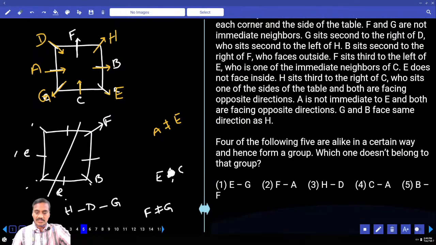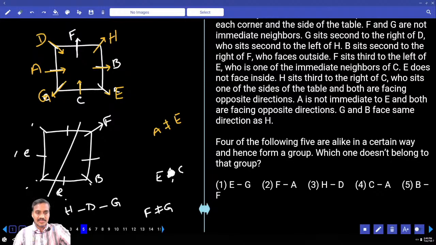Then the odd one out: E and G. Now between E and G, how many persons? There is 1 person. F and A, there is 1 person. H and D, 1 person. C and A, 1 person. B and F, again 1 person. Is the number of persons the same?